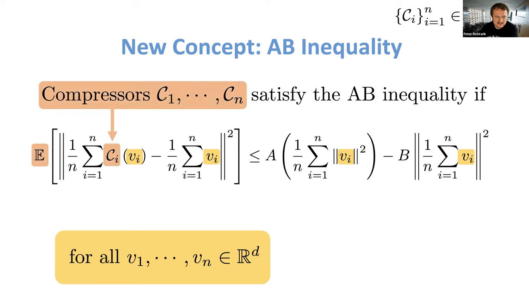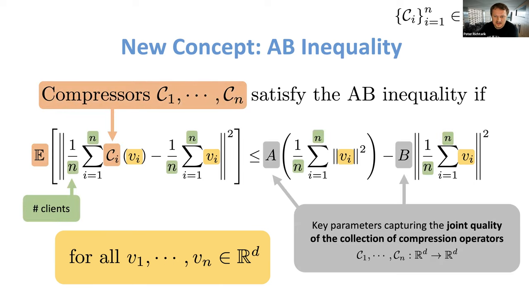N is the number of clients, the CIs are the compressors, and A and B are parameters which define the quality of this collection of compressors. What you see on the left-hand side is the variance of this average of compressed messages as an estimator of the average of the uncompressed messages. We want this to be as small as possible, because if it is zero, then even with compressed communication, we are able to perfectly recover the true average.